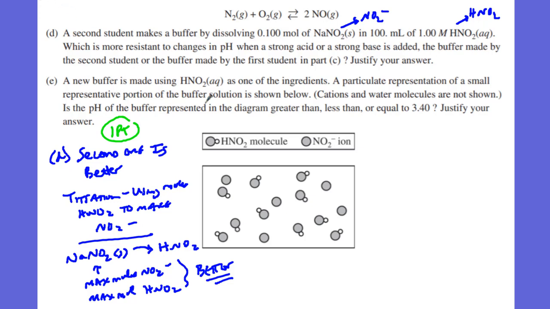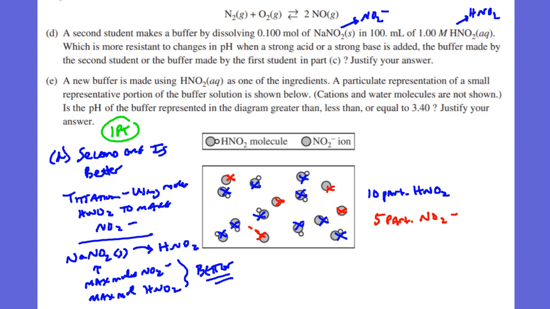Then we go to E. E says a new buffer is made with HNO2 and some ingredients, and we want to know what's going on below. So let's count up how many HNO2 molecules I have. I have 1, 2, 3, 4, 5, 6, 7, 8, 9, 10. I have 10 particles of HNO2. That's my weak acid. Take a look at my NO2 minus. I have 1, 2, 3, 4, 5. I have 5 particles of my NO2 minus.